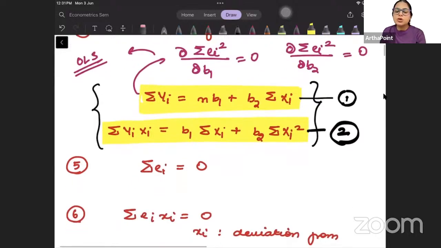There is another way to remember the normal equations. If you look here, in the second equation xi has been multiplied. Here also, in the second equation, an extra xi has come. So that is just a way in which you can remember the normal equations.